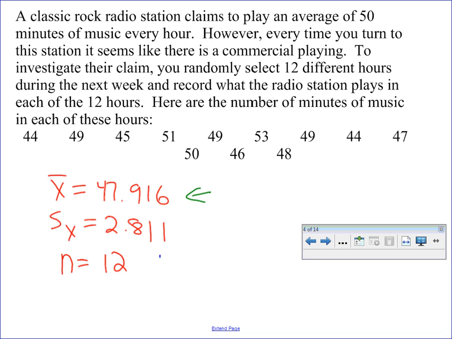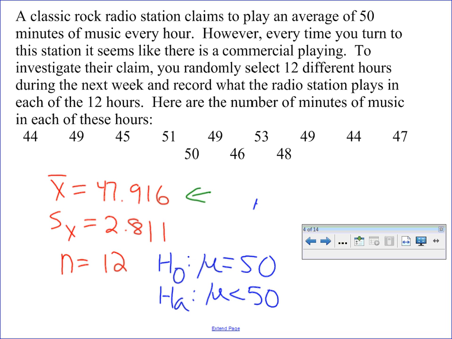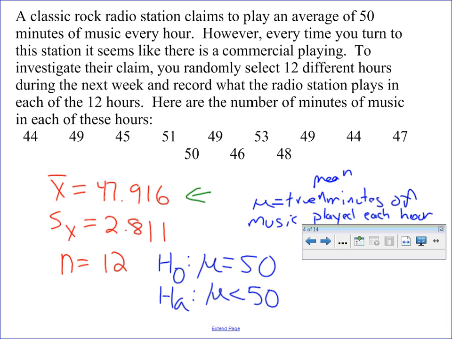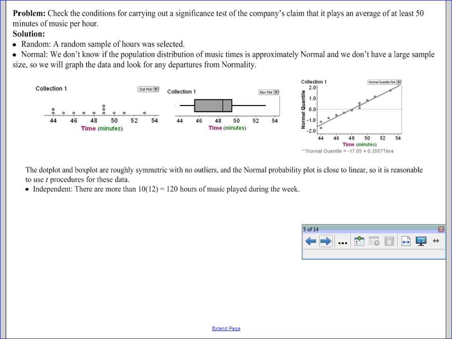So our null hypothesis is mu equals 50, and our alternative hypothesis is mu is less than 50, where mu is the true mean minutes of music played each hour. So that would be our null, and we defined our variable.